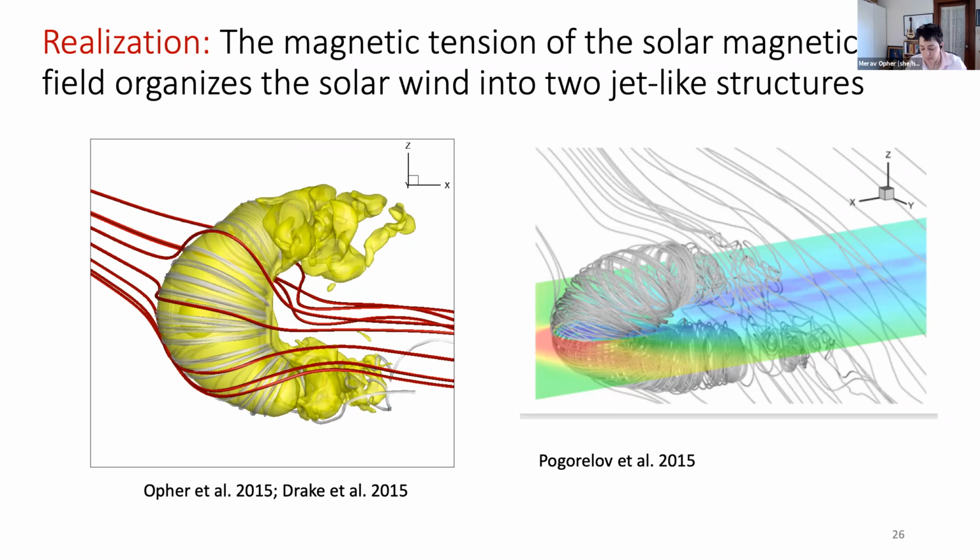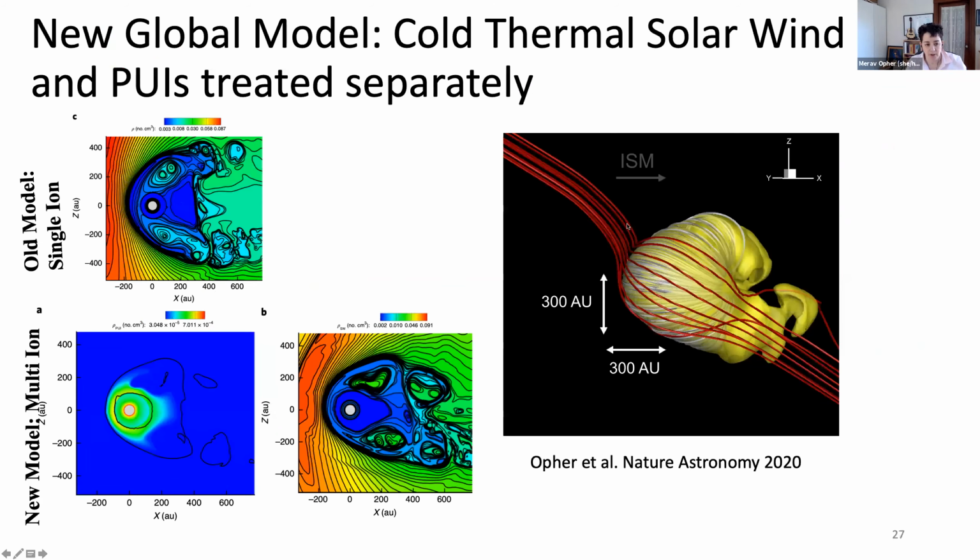I just wanted to mention something else. Recently, we did another work that I wanted to bring back, this idea of the pickup ions. The solar wind at a large distance from the sun is not just one component, cold and massive. It also has a much more rarefied component, 25% in density, but much hotter: the pickup ions.